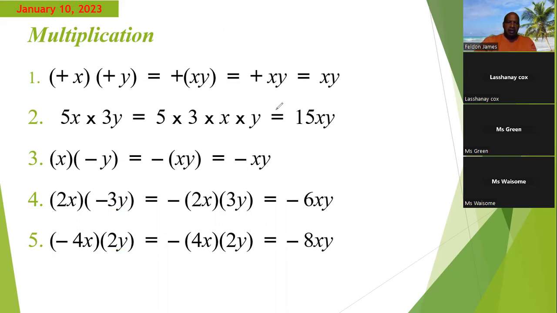Here, we multiply the numbers, so we can say negative 4 times 2, we get negative 8. And then we have x times y. You just group the xy together, so we get negative 8xy.